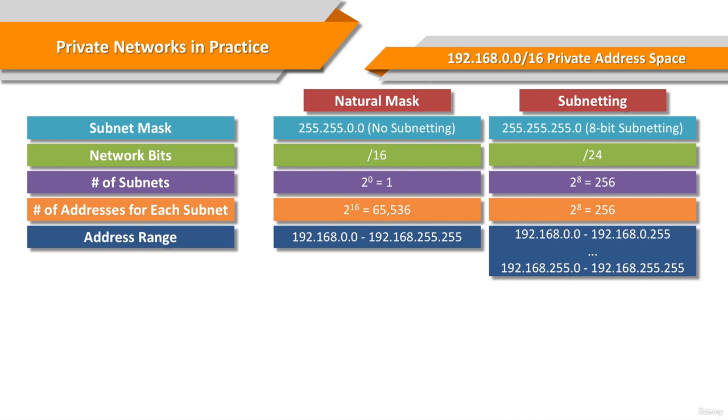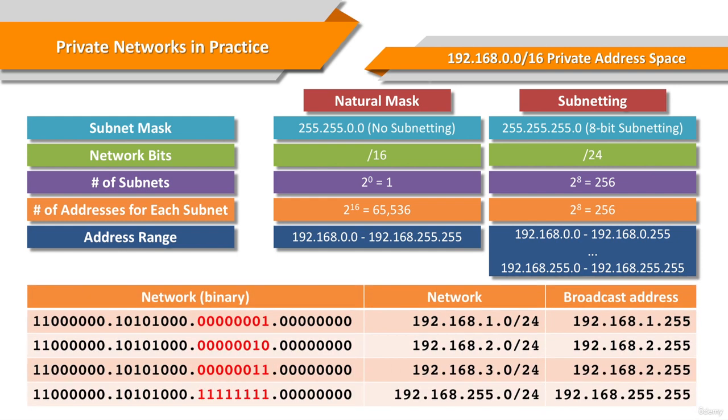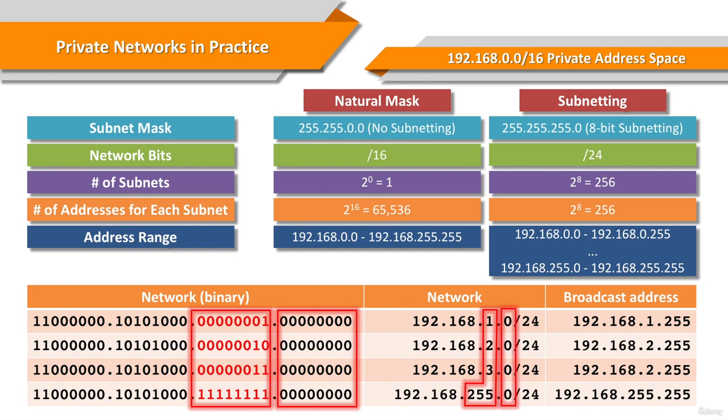Now we have 256 address ranges for 256 subnetworks. So the table here shows a few examples of our potential subnetworks. The red colored blocks are added to the network ID as subnet identifiers. The rest of the 8 bits are used as the host IDs. In the 4-block decimal notation, the third block identifies the subnetwork and the last block identifies the host.